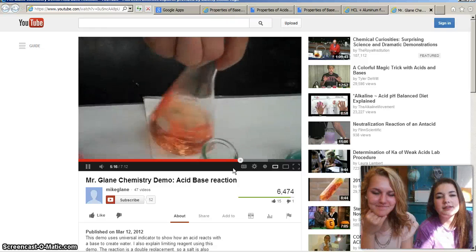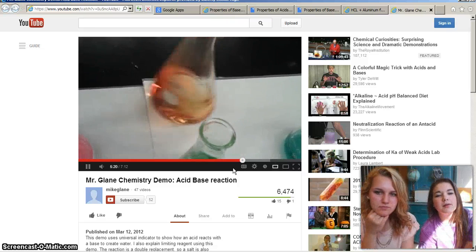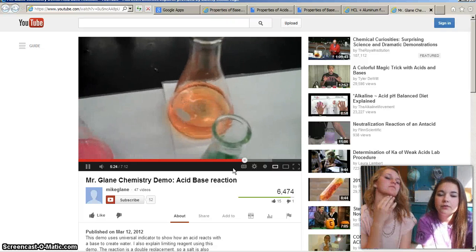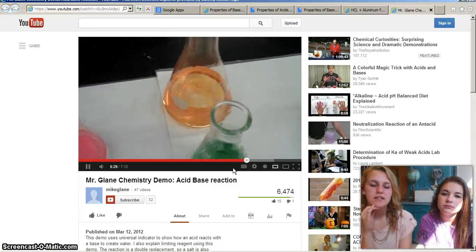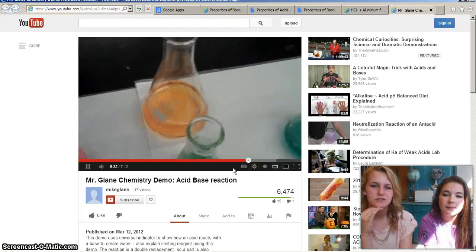Okay, so they combine the acid and the base, the purple and the pink, and it ends up making the same color as the water when he adds the right combination. And it was just showing how when you mix the two, it creates water. Correct? Yeah.